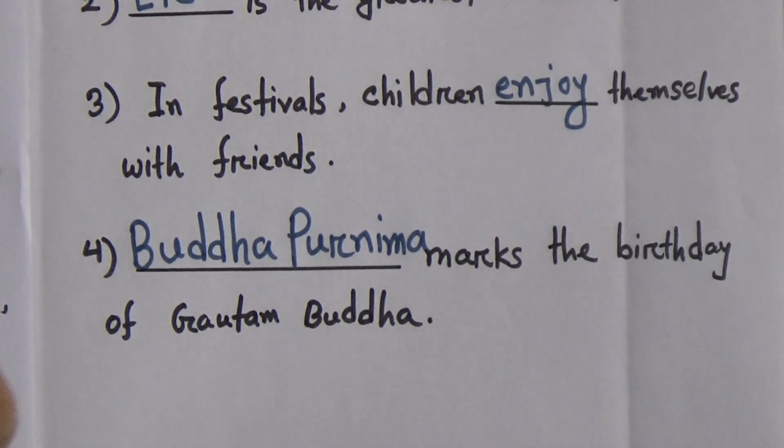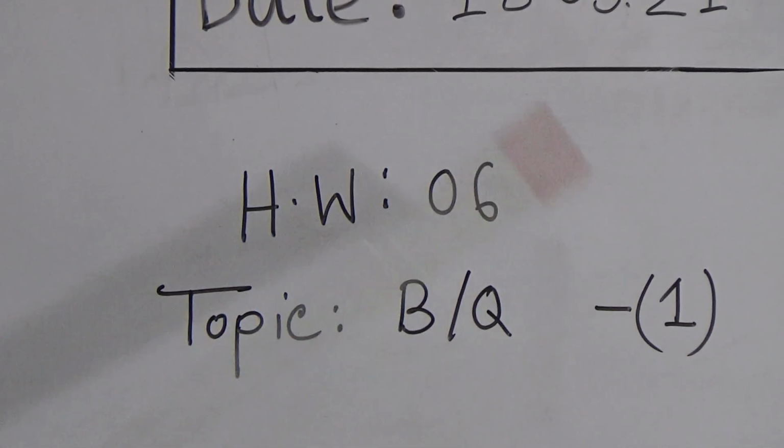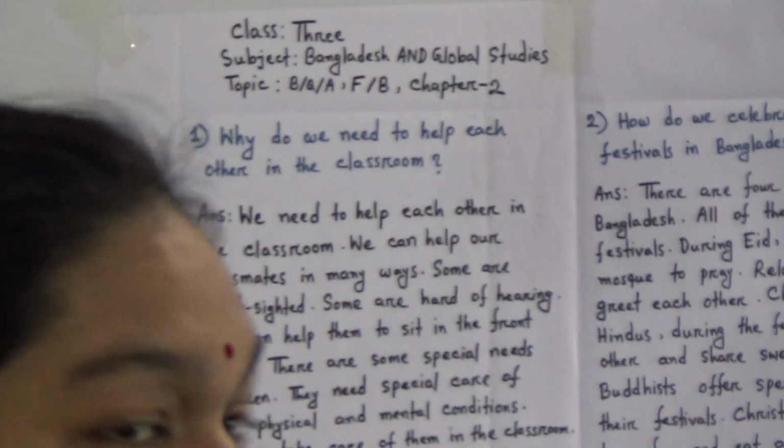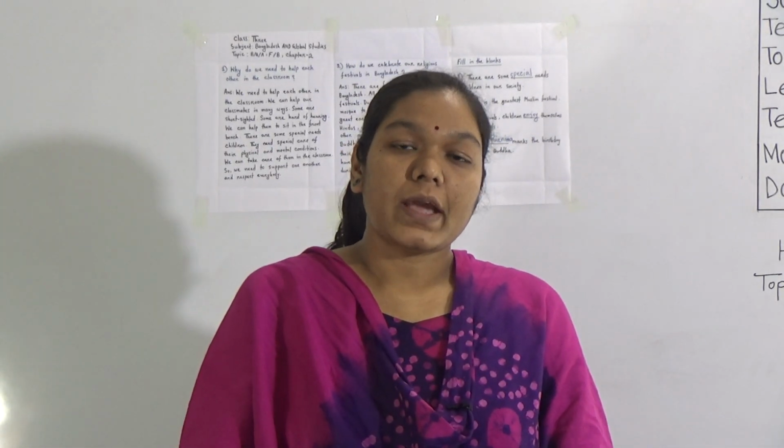Now go to the next point, our homework, number 6, and the topic will be broad question 1. Student, broad question 1, why do we need to help each other in the classroom? This will be your homework, and submit your homework on next Saturday from 9 AM to 3 PM.